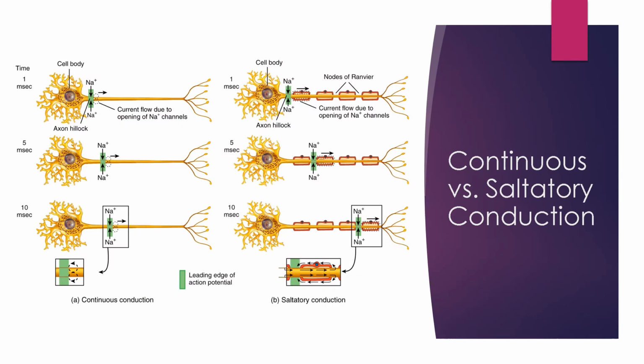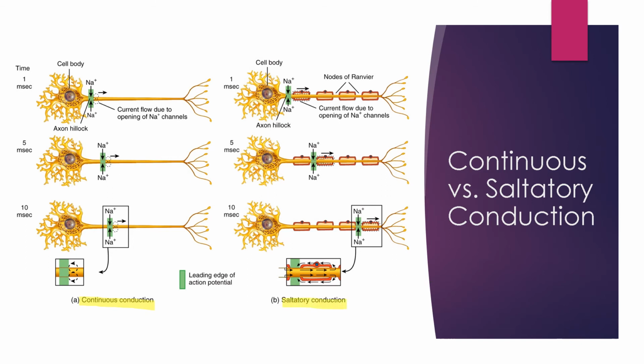So now that we know a little bit about action potentials, we need to know how they move along the neuron axon. Now there are two ways that action potential moves along the axon. These are either by continuous conduction or saltatory conduction.